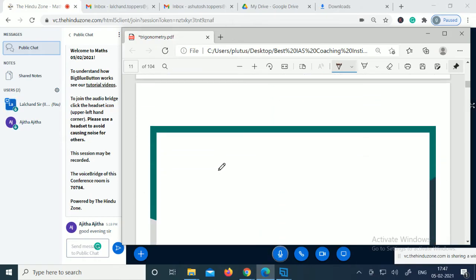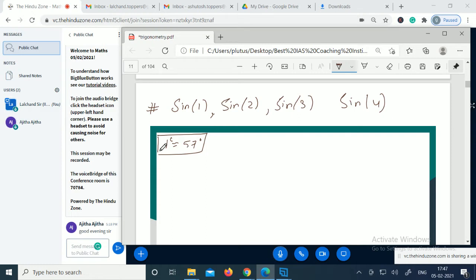Our question is, we have to arrange the values of sin 1, sin 2, sin 3, and sin 4. Okay. So let me ask you, are these radian or degree? Sin 1, sin 2. Radian. Okay. So are you familiar that 1 radian is approximately equal to 57 degree? Yes, sir. Or we can derive it from this equation: pi radian equal to 180 degree. We can calculate this value from this.